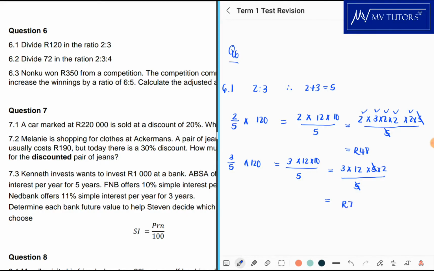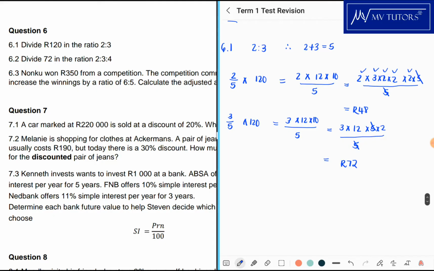Once you have your answer, please just make sure that if you take 48 and add 72, you actually get 120. Okay, it's important to check. So 8 plus 2 is 10, and then 4 plus 7 is 11, plus 1, that's 12. So yes. All right, so we have broken down 120 in the ratio of 2 to 3.